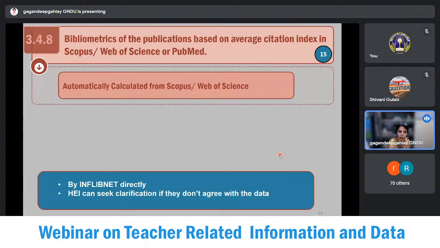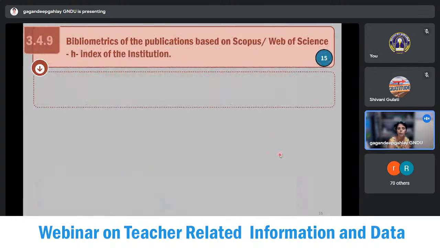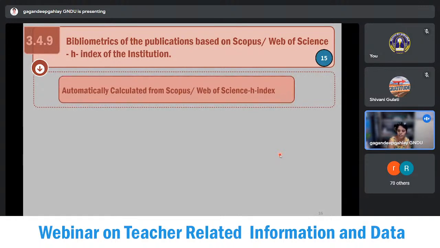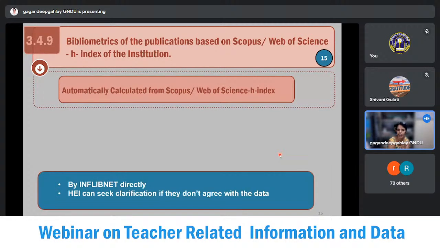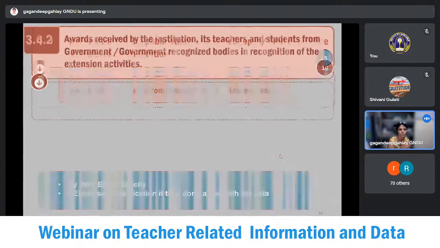So we don't have to worry about this, because it is already available on INFLIBNET via Scopus or Web of Science. Similarly for 3.4.9, where the H-index of the institute is going to be calculated, this is again based on data from Scopus or Web of Science. And in case we disagree with the data or the number they have calculated, we can always ask for a clarification. So 3.4.8 and 3.4.9 are actually very, very important. They carry 15 marks, so we have to be very careful when we look at the data obtained from INFLIBNET by the DVV during DVV verification, and check it. And if we have questions, we can always ask them for clarifications.